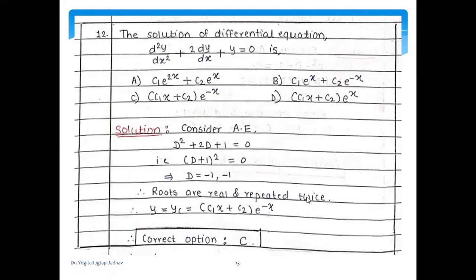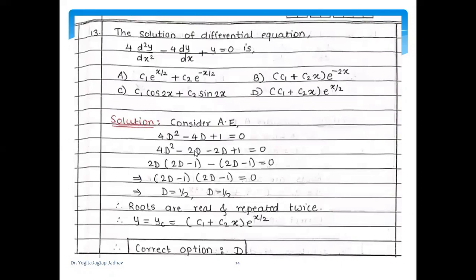By assuming case number 2 for writing the complementary function, we have yc, that is y = (c1 x + c2) e^(-x). Therefore, option C is correct from the given 4 options. Now consider example number 13.